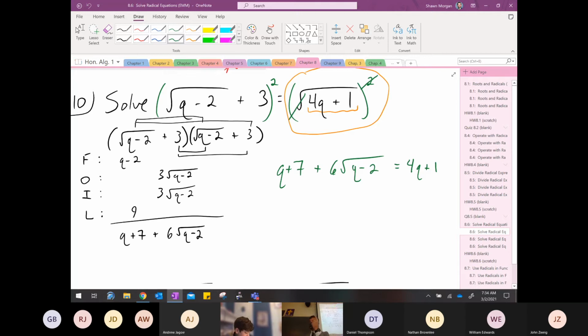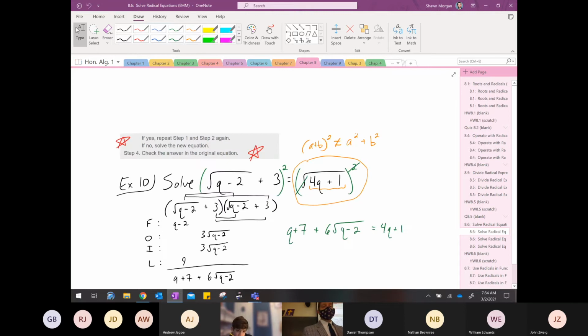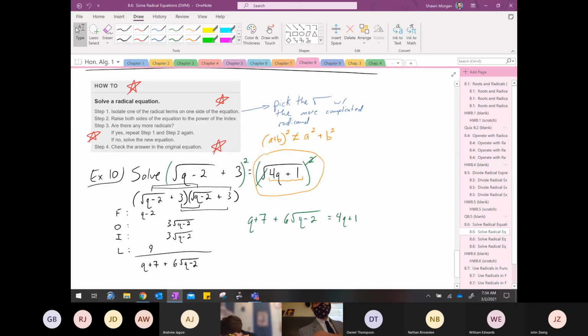We isolated one of them. We squared both sides in this case, and we got rid of one radical. So now we're down to an equation here in green that has how many radicals left? 1. So if you look back at your step-by-step process, look at what they say here. I'll highlight it. It says if you have another radical, just go back and rinse and repeat. Okay, go back to the top, do it again.